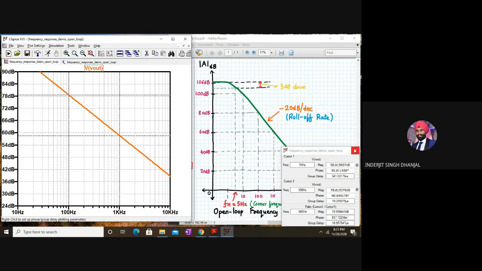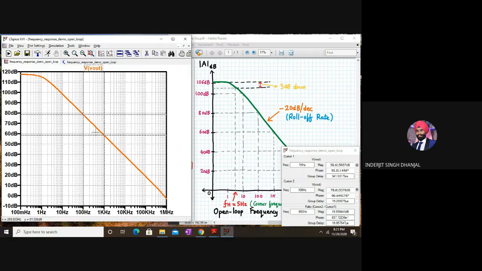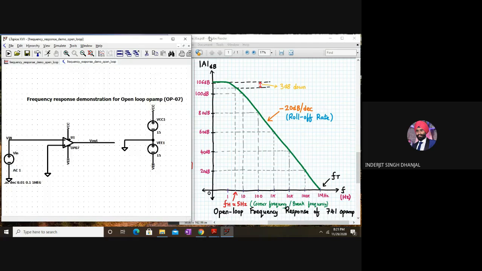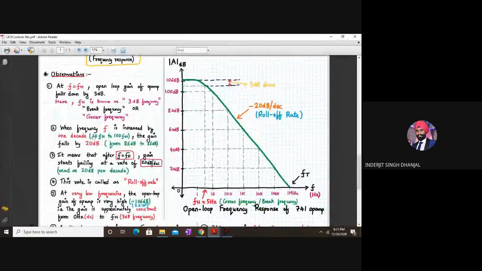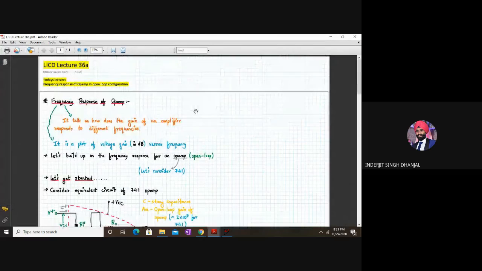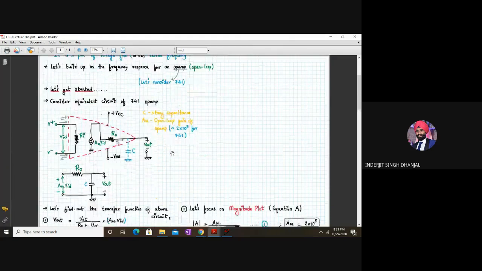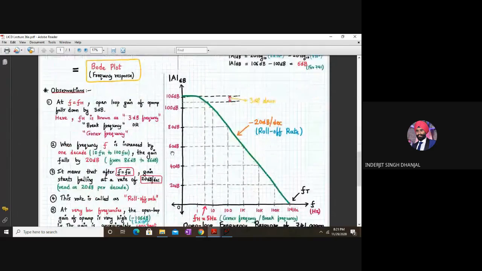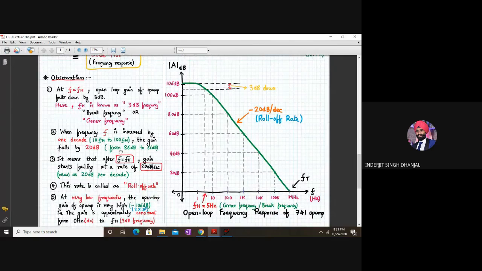So it proves the point that the roll-off rate for this frequency response is also minus 20 dB per decade. That point is also covered. I guess we have covered all the points in this lecture. We have covered the frequency response of the op-amp in the open loop configuration, and we have derived each and every point. Next lecture we will see the similar analysis for the frequency response in the closed loop configuration, considering the 741 op-amp.